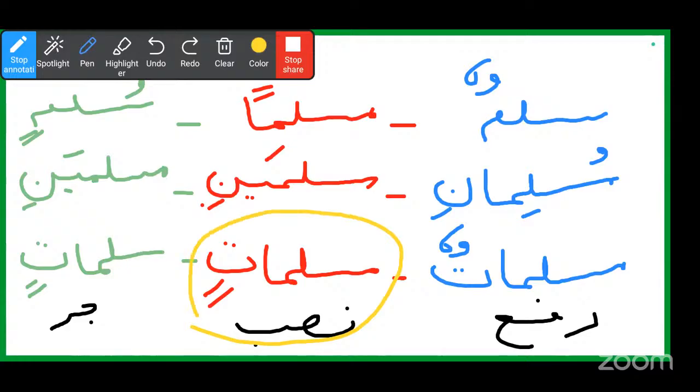It is possible that a sound feminine noun in the halat al-nasab has a kasra tanween. It's not a jar, it's the nasab. And what is the alamat al-nasab? The alamat al-nasab is kasratain.